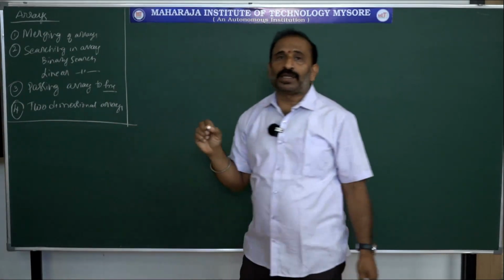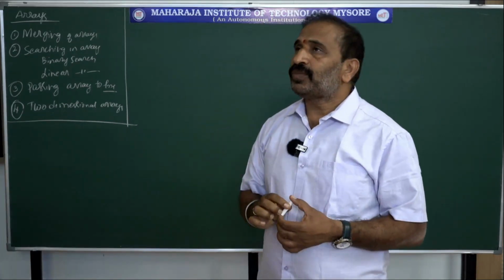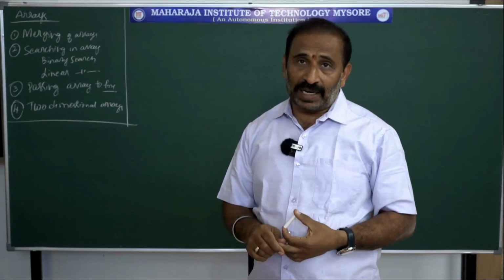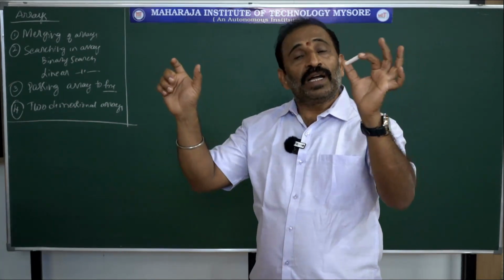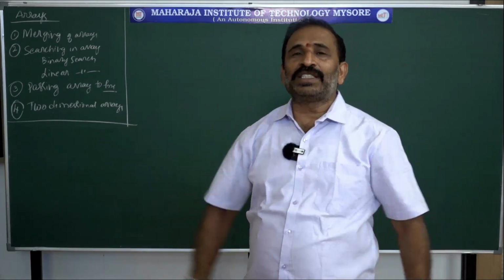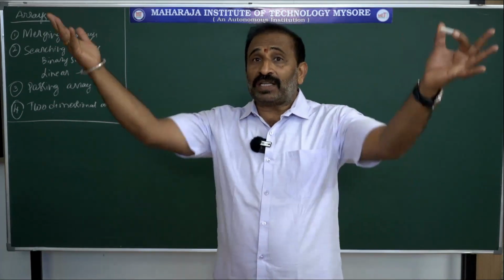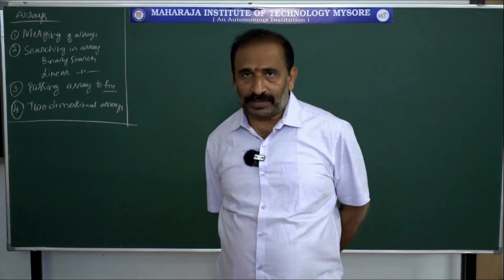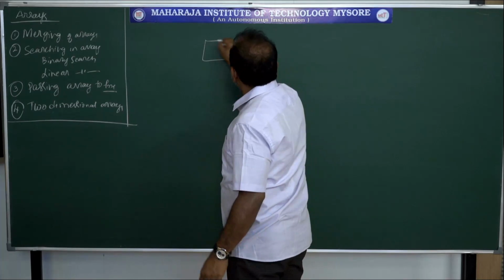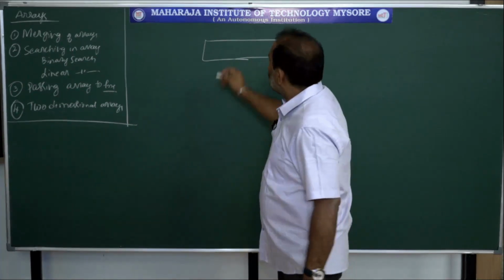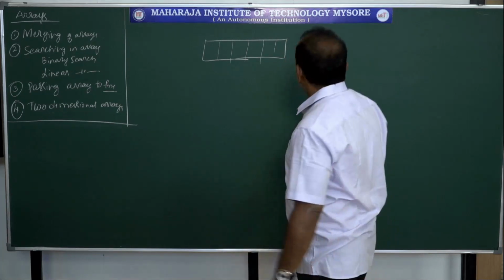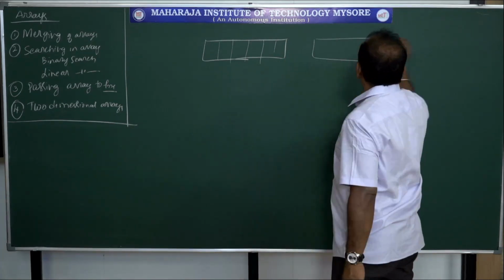Merging of arrays. What is merging of arrays? I have two single dimensional arrays, two arrays. I will be combining them, making them as a single array. Not a big task, not a big assignment. I have two arrays. This is one array, array number 1. This has got some number of elements, right?